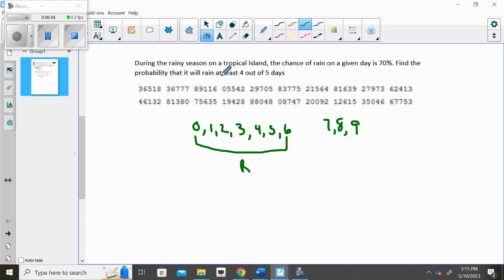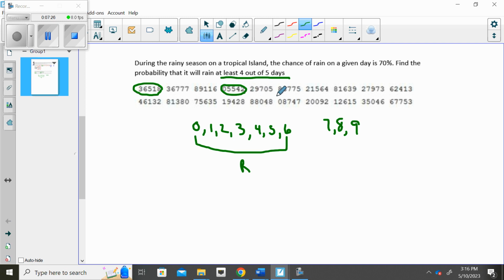Okay, so I want to find the probability that it will rain at least 4 out of the next 5 days. So at most, I can only have 1 of 7, 8, or 9. Like this would be a success, right? Because it's 4 rains in a row, then the last day it doesn't rain. So I need at most 1. So here's 3 days of no rain. Here's 2 days of no rain. Here we go, this is all 5 rainy days.